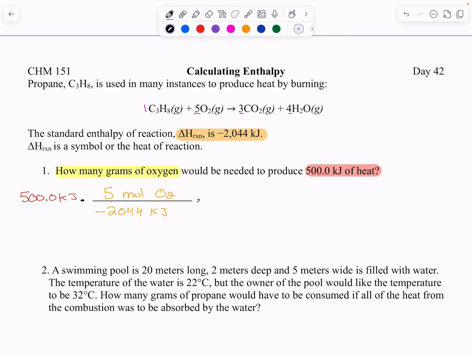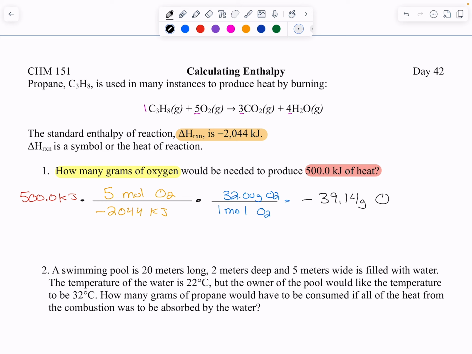And then, we're in moles of O2. We better go to grams. We want grams. So we know 1 mole of oxygen gas is 32 grams of O2. And if we do this, I have 4 sig figs, right? So I have 500 times 5 times 32 divided by negative 2044. I get 39.14.